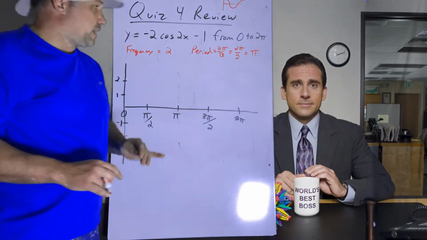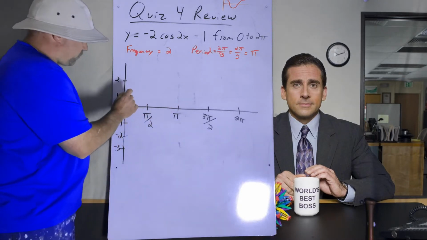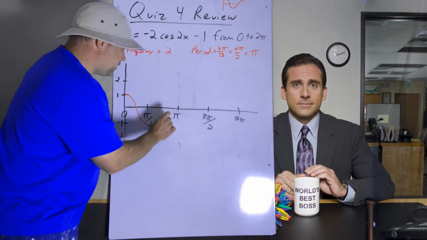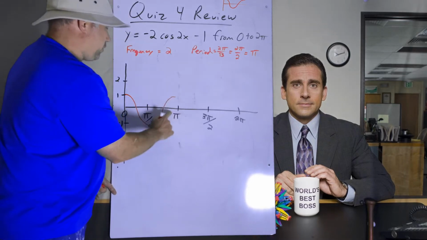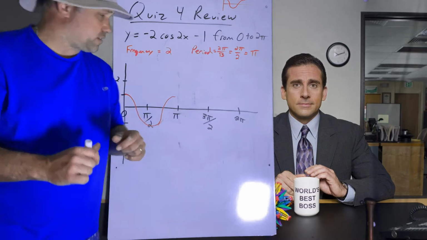I'm just going to get cosine in here with a period of pi. So for now, we're going to stay up here at 1. Cosine is going to come down to -1 and go back up and finish at 1. Now remember, I told you if you're going to be doing this, you want to do it in pencil because we're going to erase this. It's not going to stay like this.